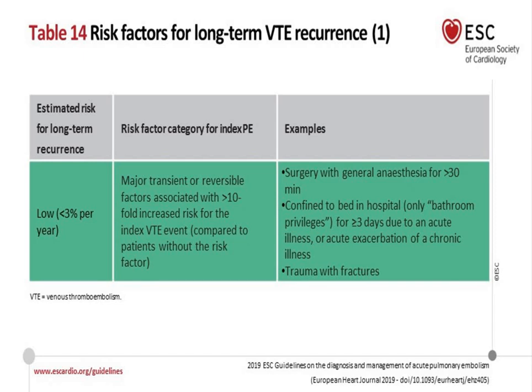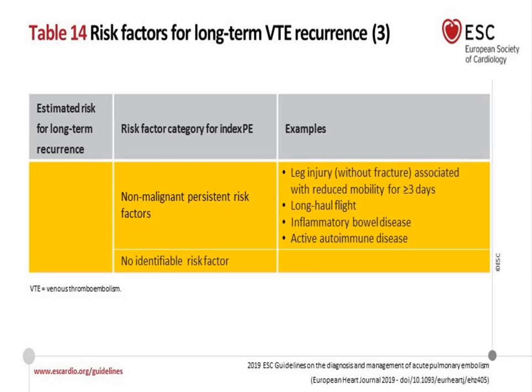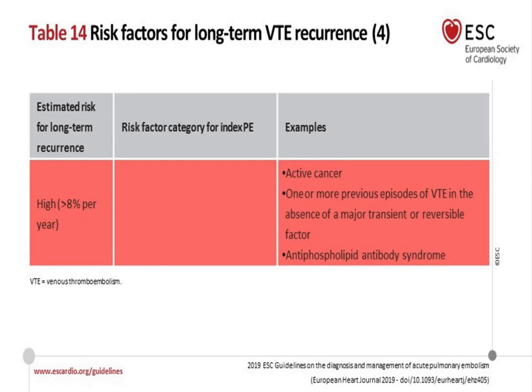This table shows examples of transient or reversible and persistent risk factors for venous thromboembolism, classified by the risk of long-term recurrence. As active cancer is a major risk factor for recurrence of venous thromboembolism, but also for bleeding while on anticoagulant treatment, a section is specifically dedicated to the management of pulmonary embolism in patients with cancer.